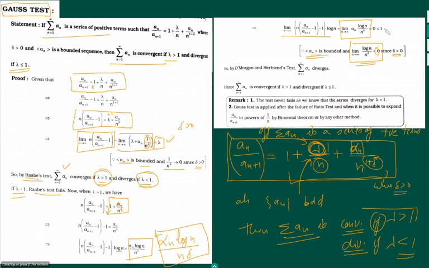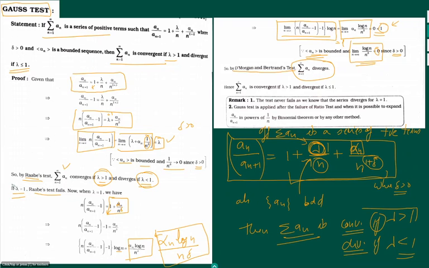This limit would come out to be 0, and 0 is less than 1. So this limit is less than 1, which means by using De Morgan's and Bertrand test, if this limit is L and L is less than 1, then the series diverges.